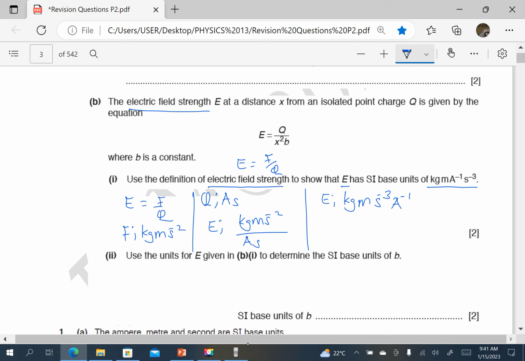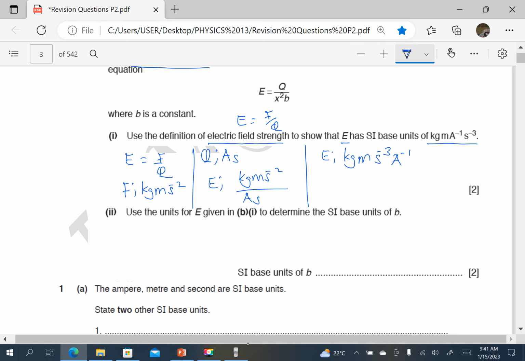As simple as that. Use the units for E given in B to determine the SI base units of B. So to find the base units of B, we begin by making B the subject from this expression here.